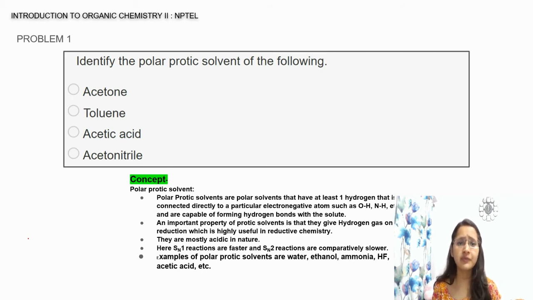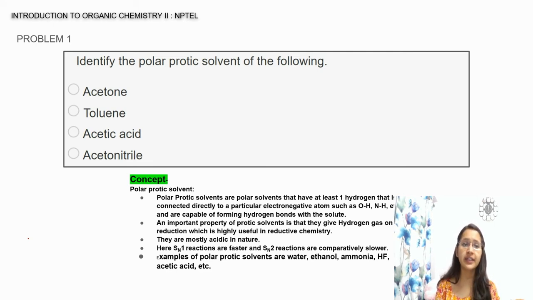We have previously studied that the electronegative atoms are like fluorine, oxygen, nitrogen, which are present on the periodic table. So the requirement for a polar protic solvent is that it should have one hydrogen that is acidic. How does it become acidic? When it is connected to the electronegative atom, that electronegative atom will pull the electrons towards it and makes the proton acidic. That is known as a polar protic solvent. Now we will figure out from the four, that is acetone, toluene, acetic acid, and acetonitrile, which is the polar protic solvent.